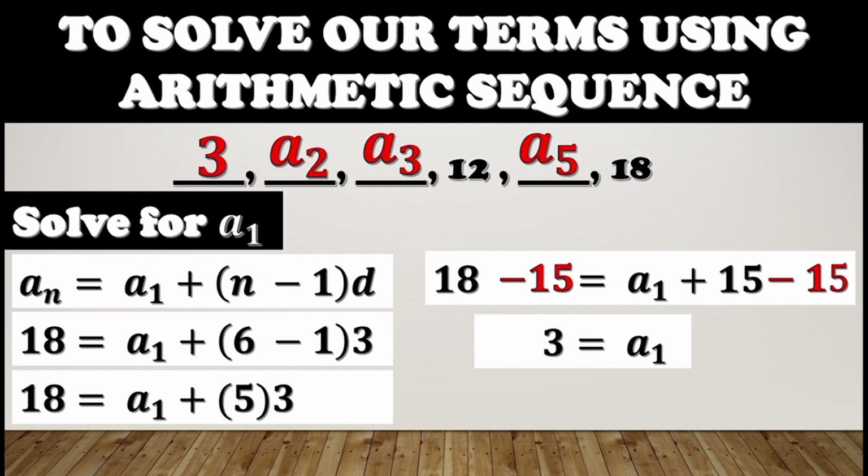So to get the value of our a sub 2, add our first term by 3. So 3 plus 3, that is 6. 6 plus 3, that is 9. Of course, 9 plus 3, that is 12. And 12 plus 3, we have 15. The unknown terms in this sequence are 3, 6, 9, and 15. Let's have our next example.